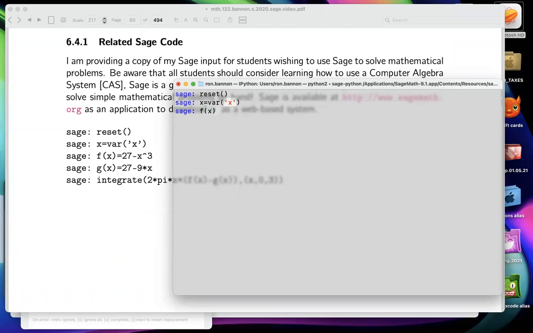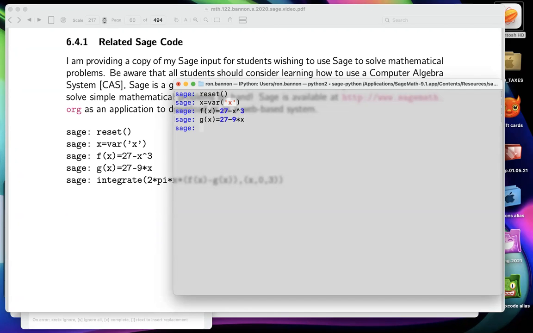F of X, what's that? I'm going to assign it, just like I assigned X, I made it a variable. I'm assigning F of X to be 27 minus X cubed. By the way, the Sage code here has something to do with the material from this section, and we're hoping you can recognize that. And G of X equals 27 minus 9 star X. Remember, I have to put the star in. And I'm going to plot that.